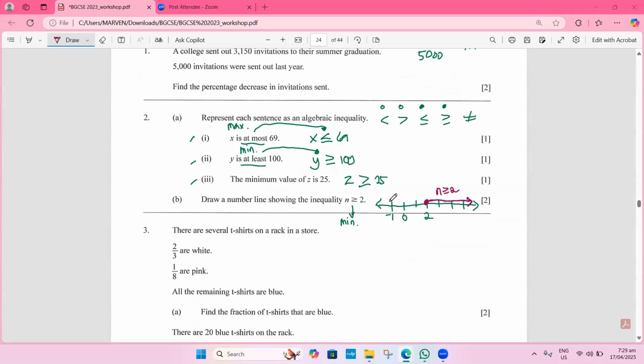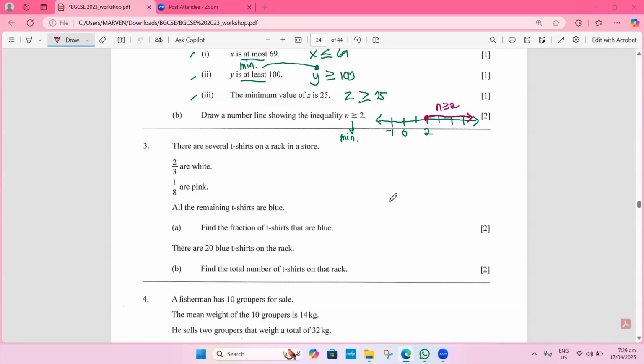Next, number 3. There are several t-shirts on a rack in a store. Two-thirds are white, one-eighth are pink. All the remaining t-shirts are blue. So for letter A, find the fraction of t-shirts that are blue. All right. So for us to get the fraction of the t-shirts that is blue, first we are going to add two-thirds and one-eighth. So two-thirds plus one-eighth. So to add this, we need to get the LCD.